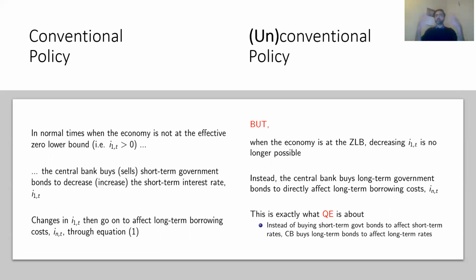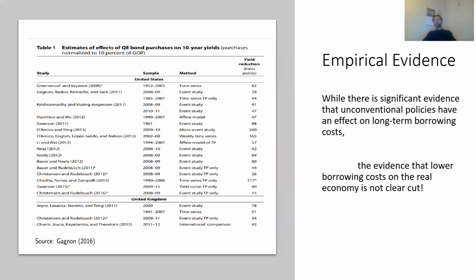By buying long-term bonds, private or government, in most cases government, the central bank ends up influencing the price of these long-term assets, and therefore ends up influencing the interest rate on them, or in other words, ends up influencing the long-term borrowing cost. And that's an important part of what unconventional monetary policy is, what QE is. Now, the next thing you should be asking is, does it work?